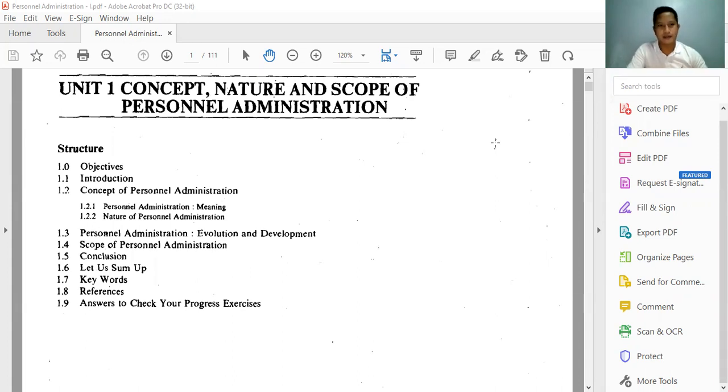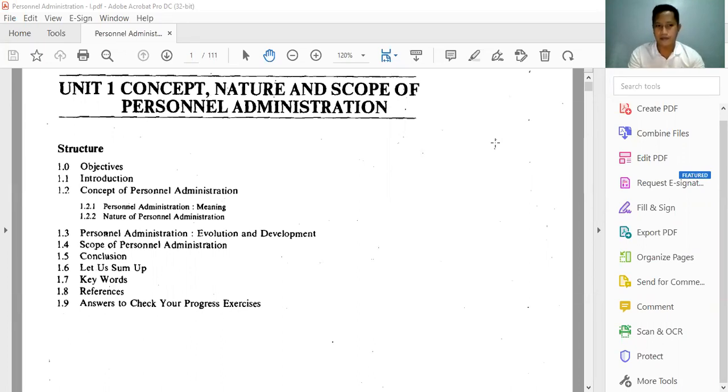Good day everyone. Today we will be exploring the concept, nature, and scope of personnel administration. And of course, as usual, I will be presenting the structure of this PDF so that everybody will be guided on how I am going to discuss and share the ideas and thoughts coming from the information presented in the PDF.